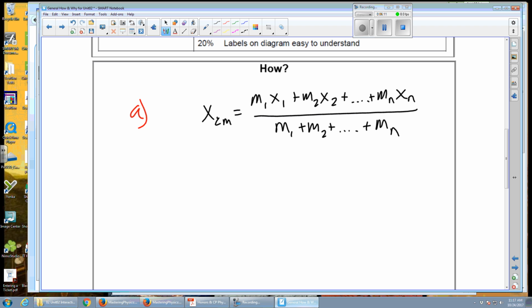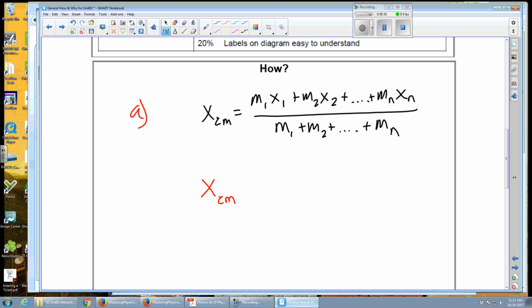All right, let's do that for part A then. How many objects in part A? 2. So we only need 2 terms in our equation, right? That's what it means by that infinite series. So we're looking for where the center of mass is.